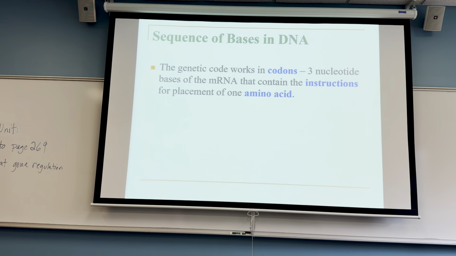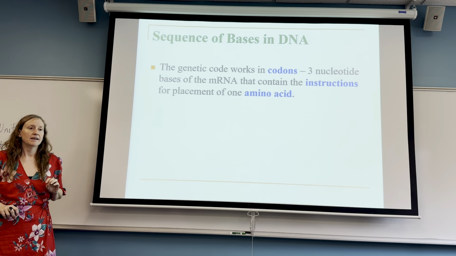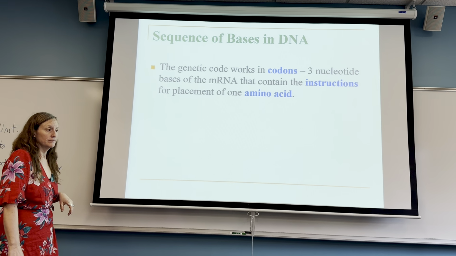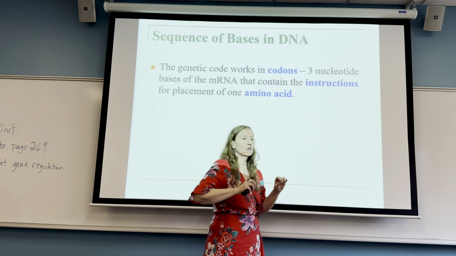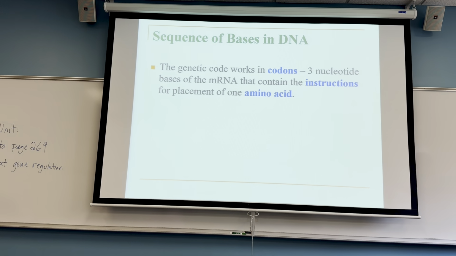All right, so sequence of bases. As I mentioned before, something about this codon term. A codon is 3 nucleotides of mRNA, and they code for a specific kind of amino acid. So again, mRNA codes for the amino acid. You definitely want to remember that so that you don't get that confused with the tRNA.